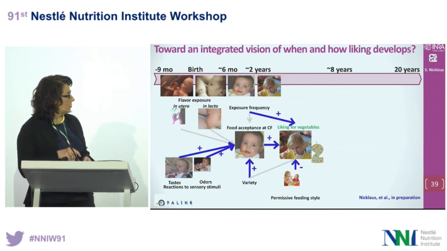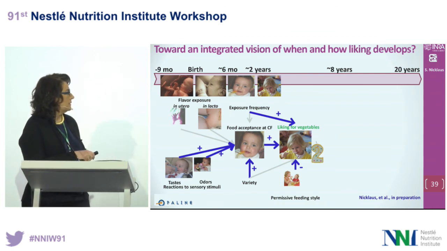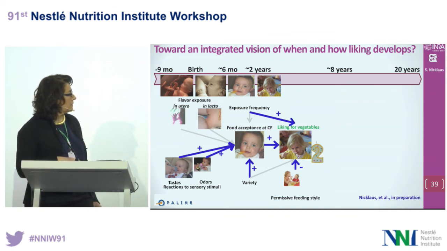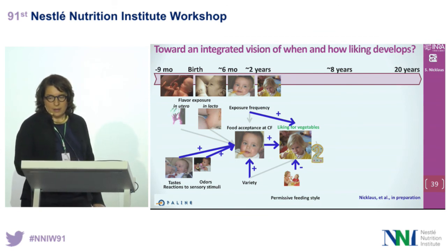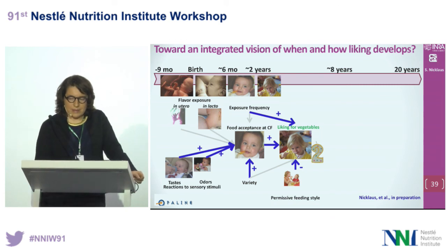In fact, the results showed a stronger prediction of food acceptance at the beginning of complementary feeding in relation to reactions to tastes and odors. We found that exposure frequency influences liking for vegetables, and that variety at the onset of complementary feeding influenced acceptance, which tracked later on. We found that a permissive style was negatively associated with liking for vegetables at this age. So altogether, all these factors work together. The only thing we could not find was an impact of flavor exposure related to maternal consumption of vegetables during gestation or lactation on food acceptance at complementary feeding. This just shows how the different determinants of eating behavior can interact together and establish early preference.